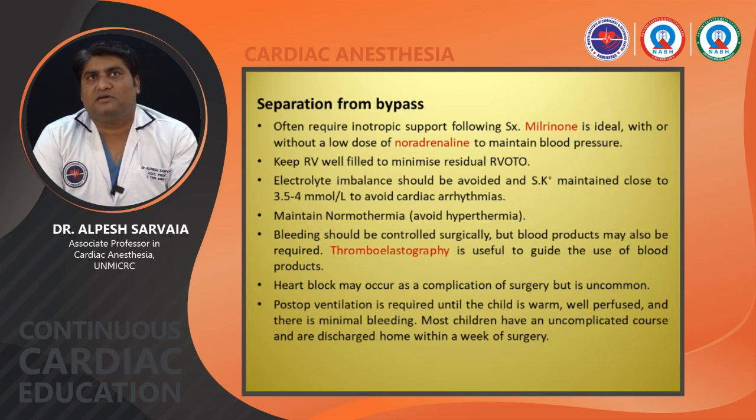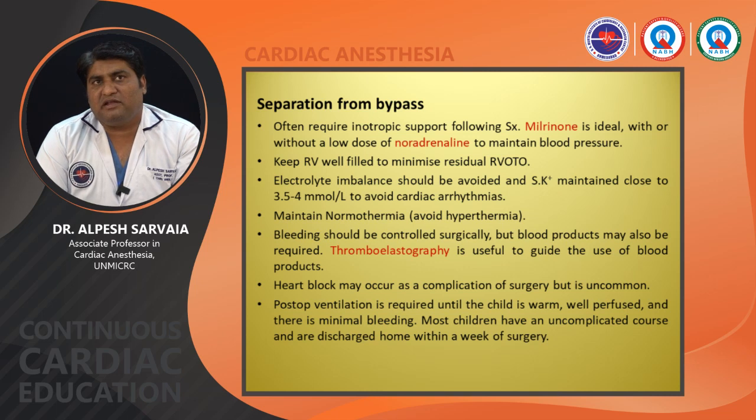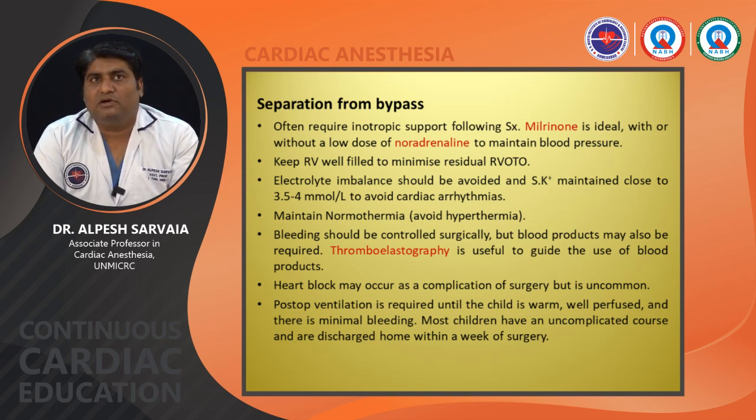Often inotropic support is required following the surgery; milrinone is ideal, with or without a low dose of noradrenaline to maintain the blood pressure. Keep the RV well filled to minimize any residual RVOT obstruction. Electrolyte imbalance should be avoided, and serum potassium has to be maintained close to 3.5 to 4 millimole per liter to avoid any cardiac arrhythmias. Now maintain normothermia, and bleeding should be controlled surgically, but blood products may also be required. Thromboelastography is ideal to use for guidance of the blood product requirements.